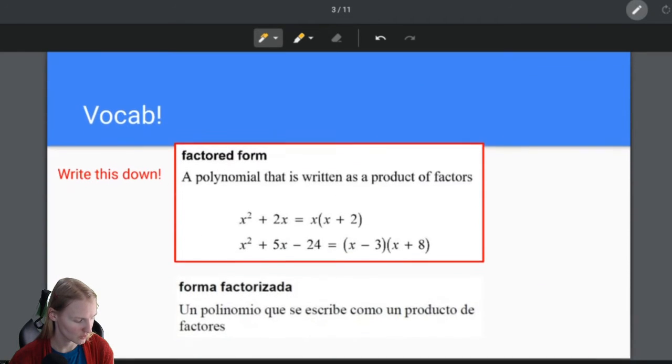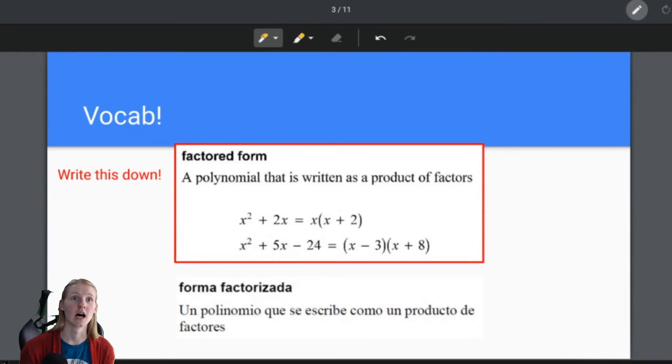This is the first vocab word for today. Pause this video and write that down. A polynomial in factored form is a polynomial written as a product of factors. Now, hopefully, you remember the word factors.